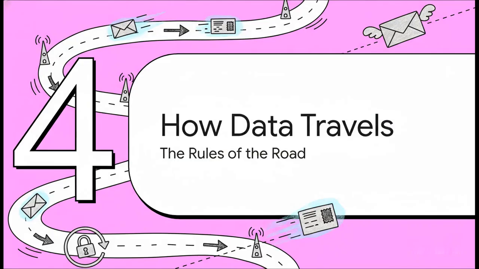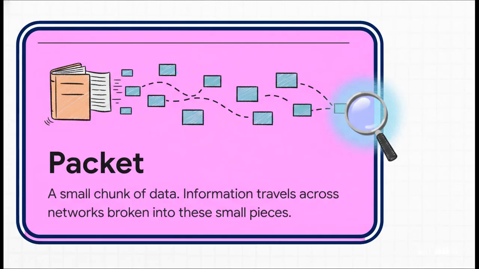Now, let's follow the data itself. Because for information to get from point A to point B reliably, it has to follow a very clear set of rules, the rules of the road. The first rule is that data doesn't travel in one giant piece. Nope. Instead, your email or that video you're watching is broken down into tiny little chunks called packets. It's kind of like sending a book one page at a time. Why? Well, think about it. If one page gets lost, you only need to resend that single page, not the whole book. It's a much more efficient and reliable way to move information.